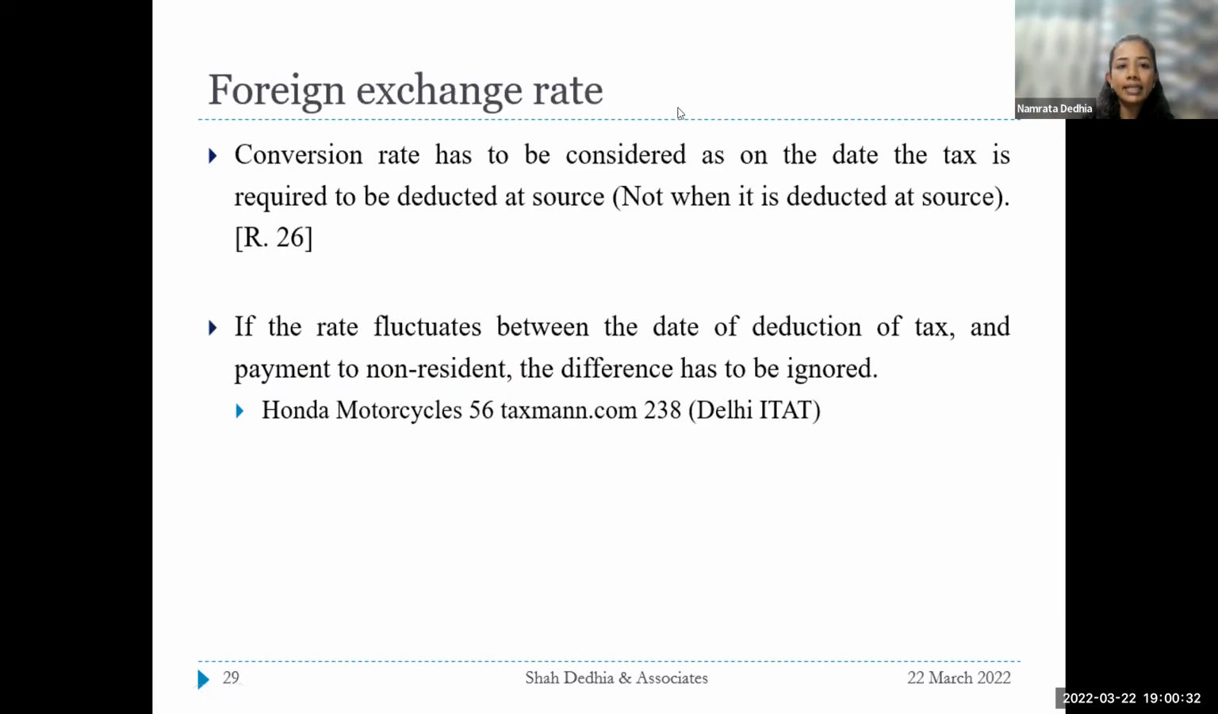When you are making these payments, what conversion rate has to be applied? In the context of gift, the question is, gift to specified relative will be exempted? Yes, of course, the provision of exemption will be there.